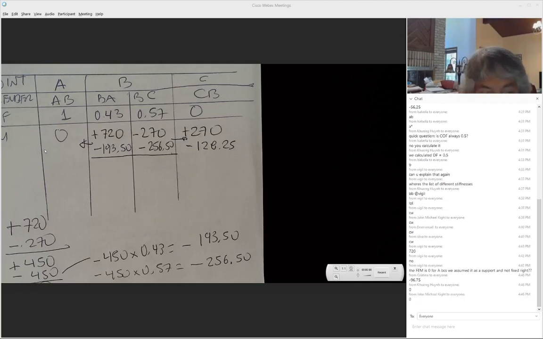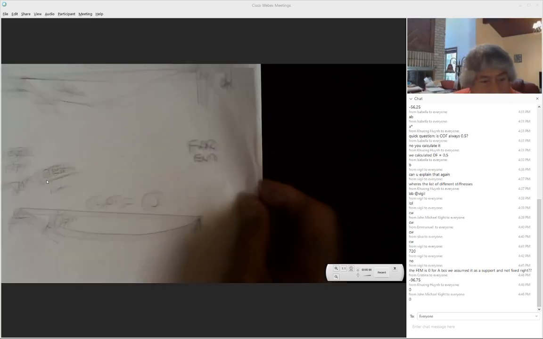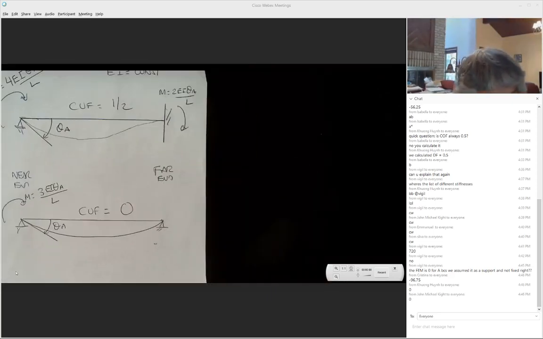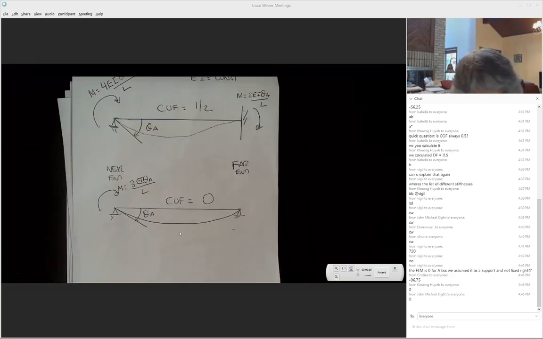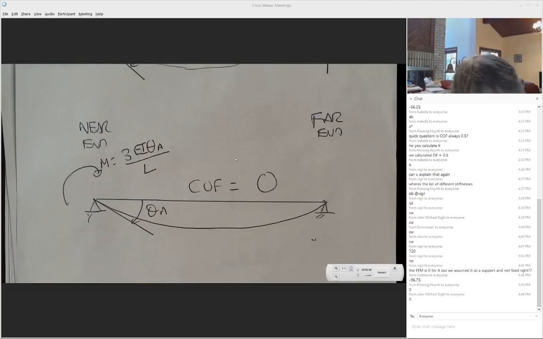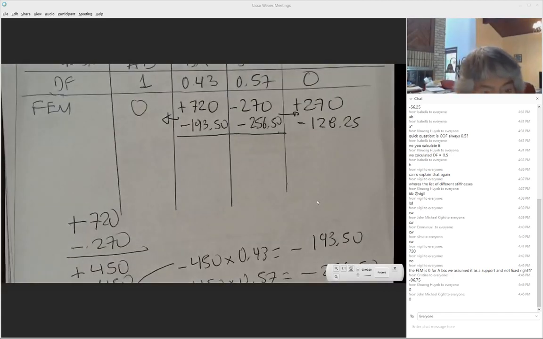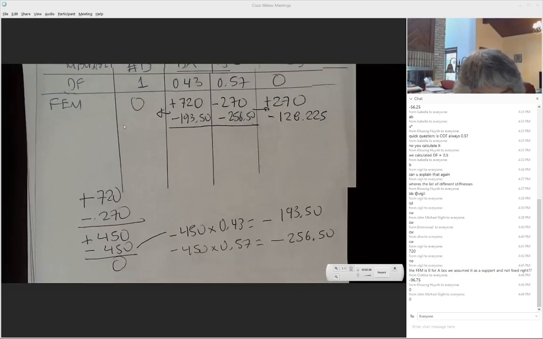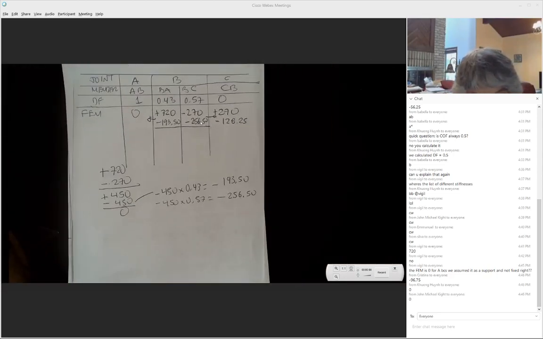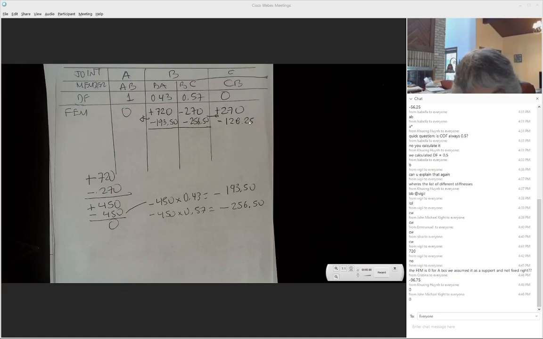Nothing, Christina, nothing, because I'm modifying the stiffness. When I said 3EI over L, whenever I'm using the 3EI over L, the carryover factor is 0. Nothing, absolutely nothing goes to the opposite end. So nothing goes to this end. But of course, because using 4EI, 50% goes.